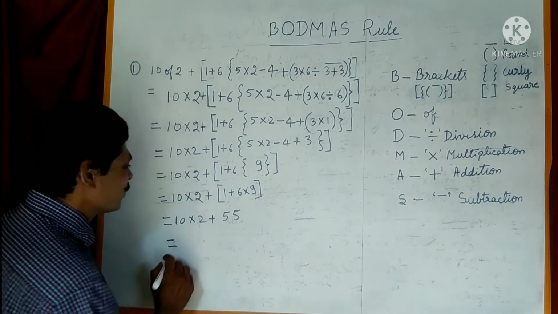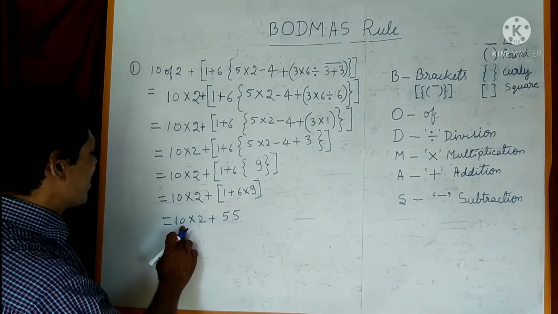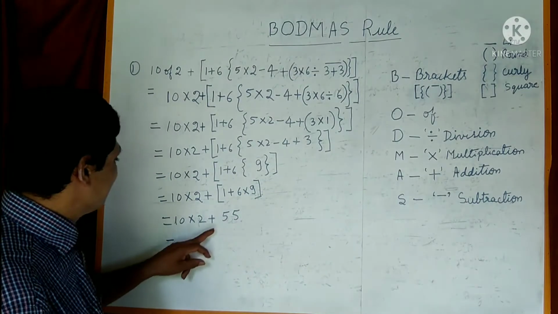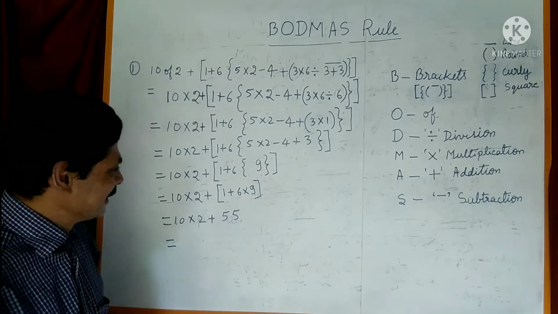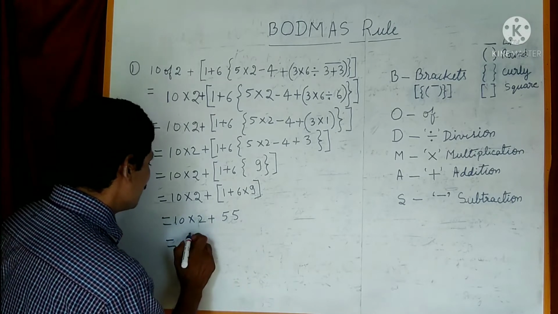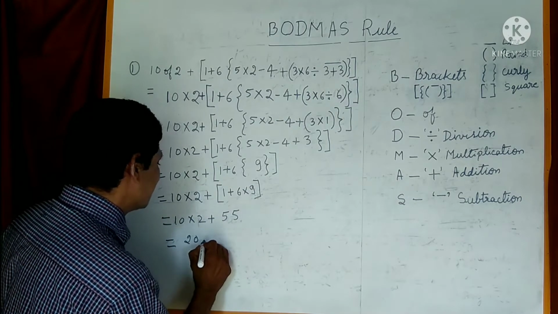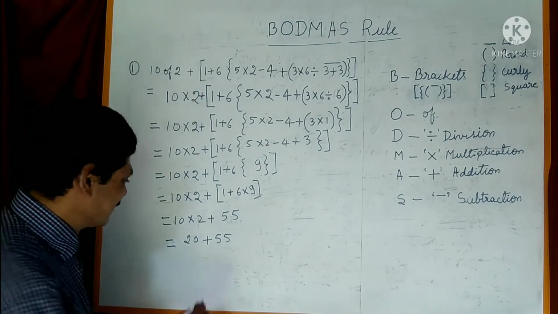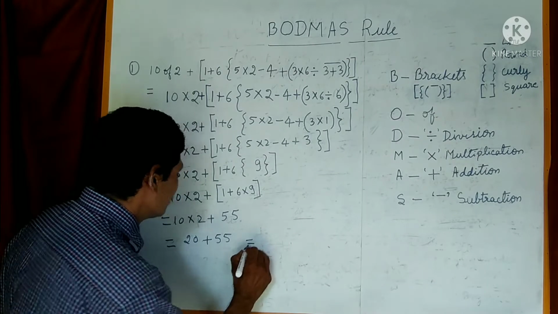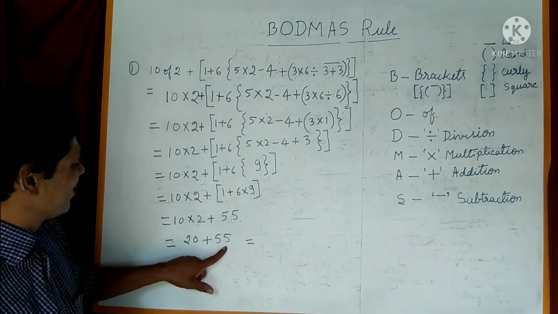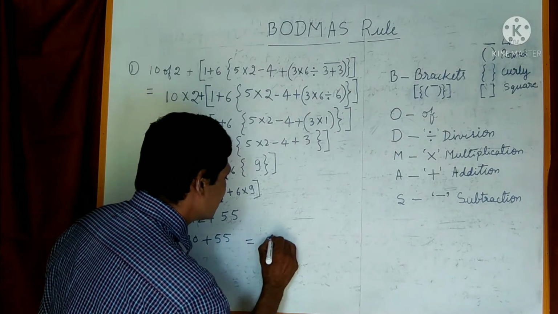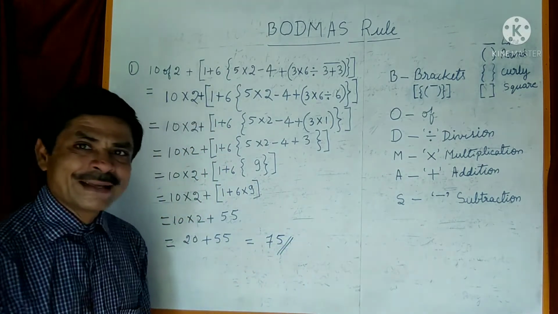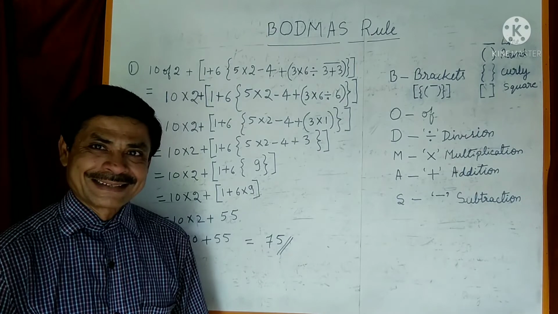This is equal to, here first we have to perform the multiplication operation, because here only plus and multiplication signs are there. So 10 into 2, 20 plus 55. This is equal to 20 plus 55 is equal to 75. 75 is your answer.